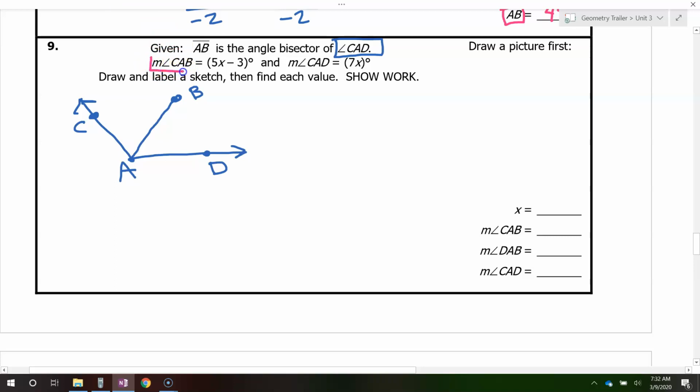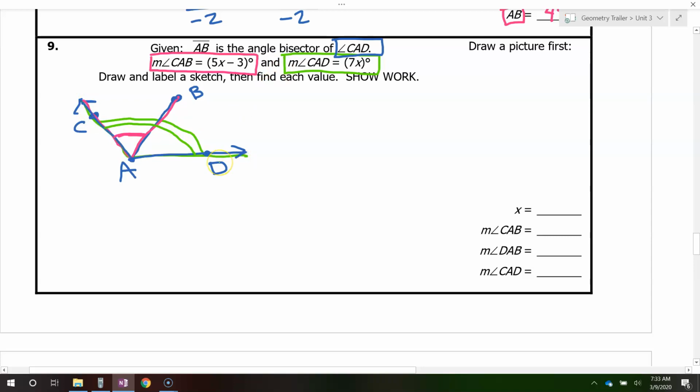All right, let's color code this again. All right, angle CAB is this angle over here. Okay, so this is angle CAB. Okay, now angle CAD. Okay, angle CAD is this angle right here. So I'm going to mark that in green. So angle CAD is doing like this.